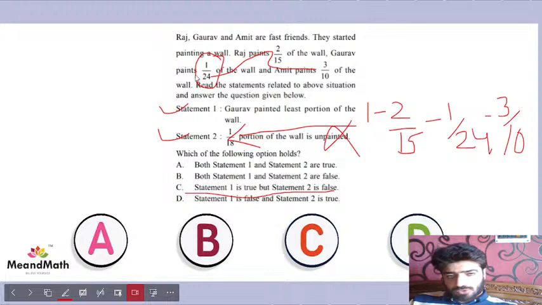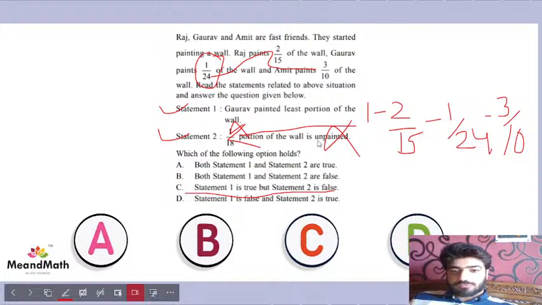In any case, through logic also you can understand: if you make 15 parts of anything and take 2, and then you make 24 parts of anything and take 1, or you take 10 parts of anything and take 3, 1/24 should be the lesser one. So C, I think, should be the correct answer. Statement 1 is true, but statement 2 is false. Meaning 1 minus 2/15 minus 1/24 minus 3/10 is not equal to 1/18.